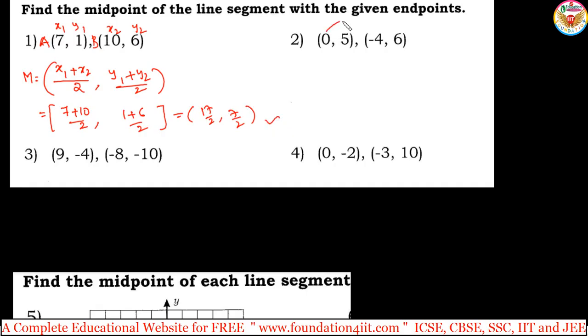Okay, x coordinates you can add and divide by 2. y coordinates you can add and divide by 2. You'll get the midpoint. So it means 0 plus minus 4 divided by 2 comma 5 plus 6 divided by 2. The second answer is minus 4 by 2, so minus 2, and this is 11 divided by 2. Okay, this is the midpoint.